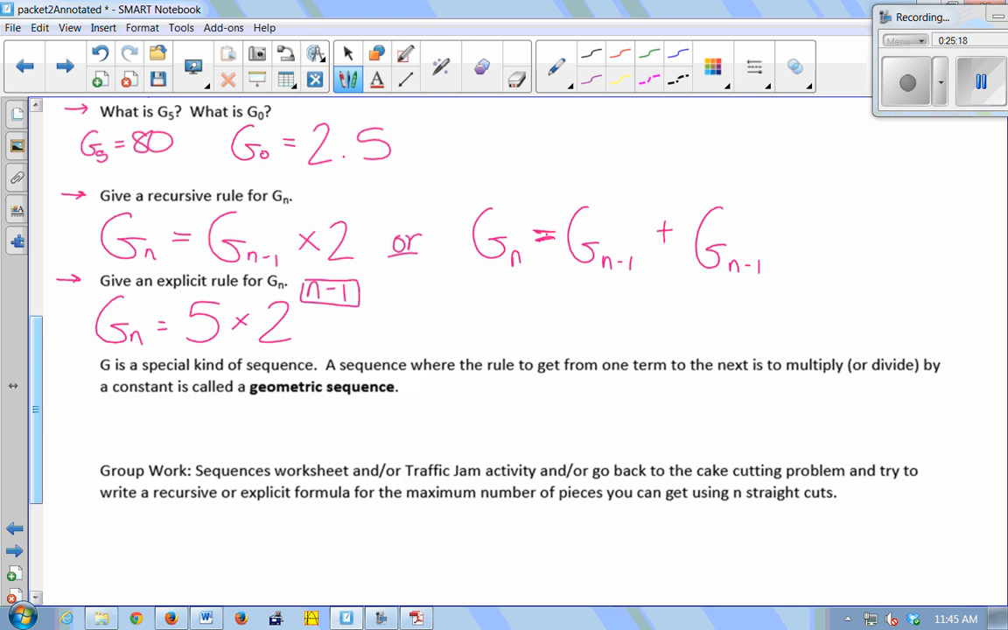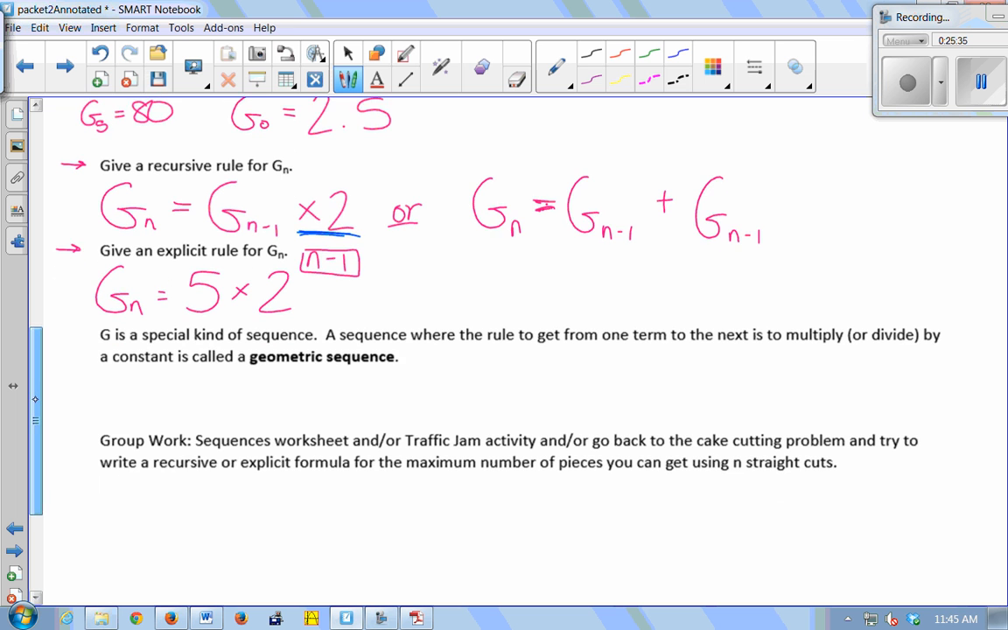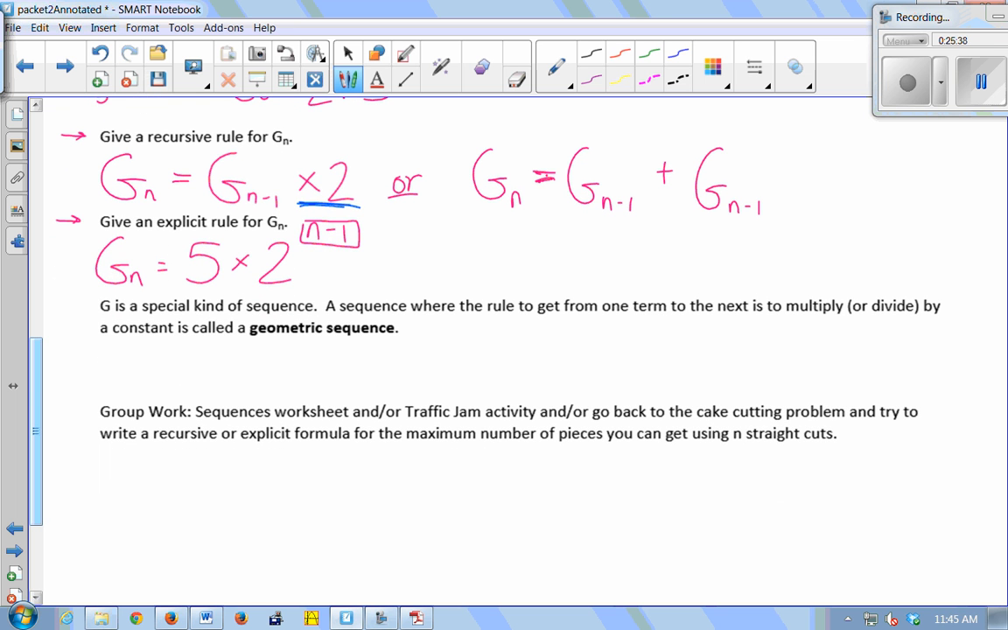G is a special kind of sequence also. A sequence where the rule to get from one term to the next is to multiply, like times 2, or divide by a constant is called a geometric sequence. Okay, so that finishes up the lecture.